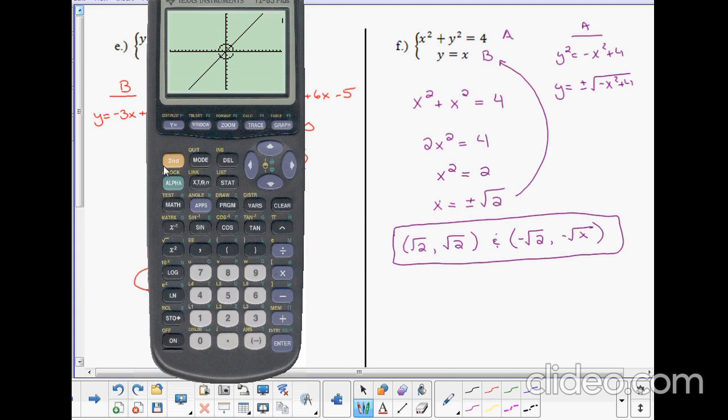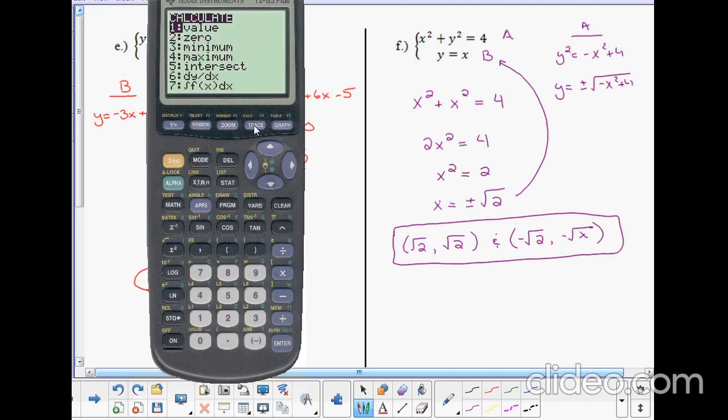Now I do need to find those intersections, so second trace, that takes me to the calculate menu, choose intersect. I'm going to move my cursor over close to the first intersection in the upper right, go through the process, and it gives me 1.414236 for x and y. If I were to take a look at what the square root of 2 is, it would be approximately 1.414236. So I'm going to go back to my graph now. I'm going to find the other intersection.